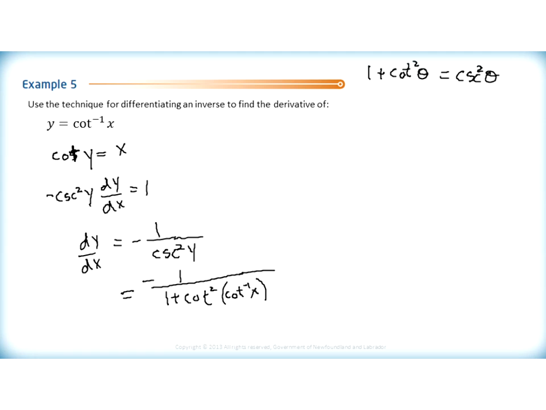And so when we do that, what we get is the negative of 1 over 1 plus x squared, because the cotan was squared. So the derivative of inverse cotan is the same as the derivative of inverse tan, but it's negative. So they're kind of counterparts that way, and that's what we get for that one.